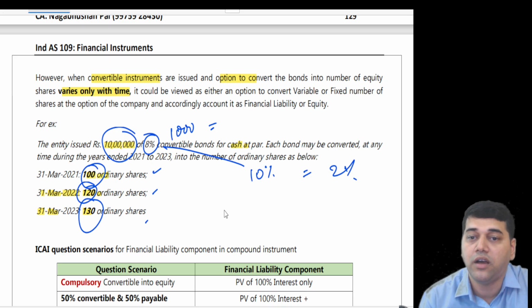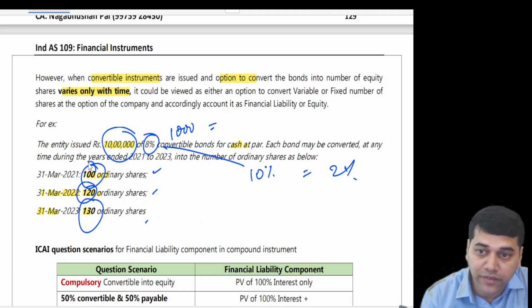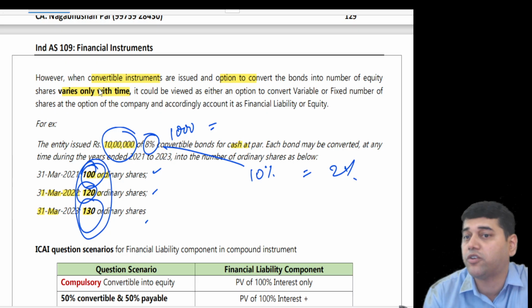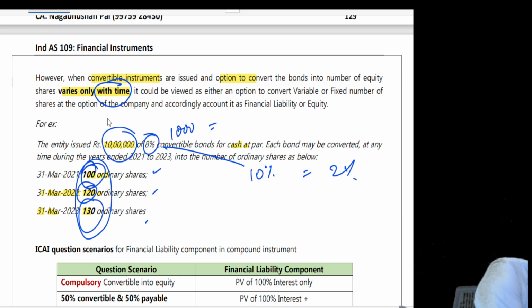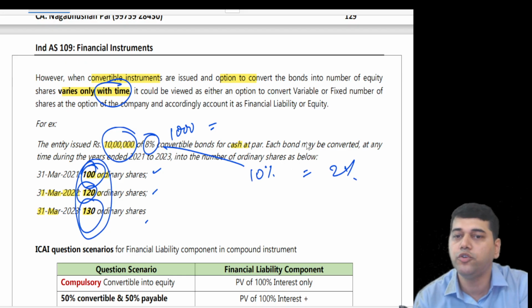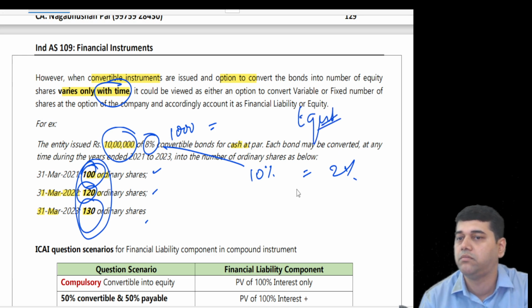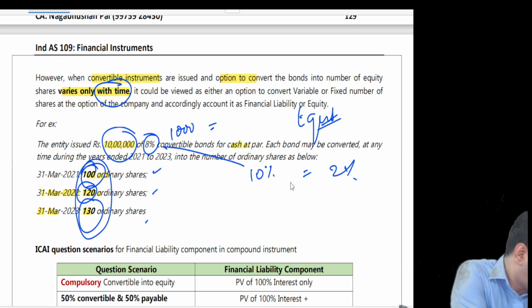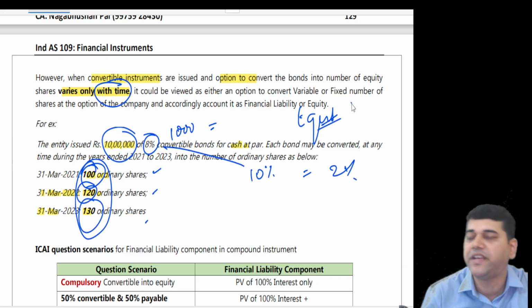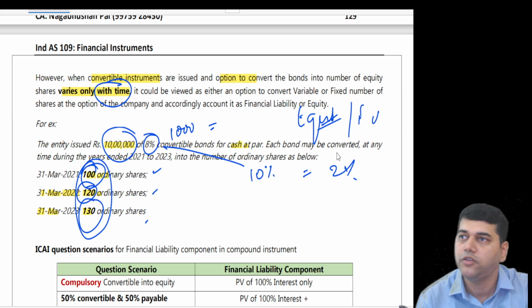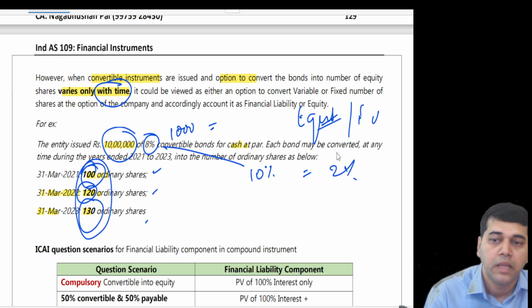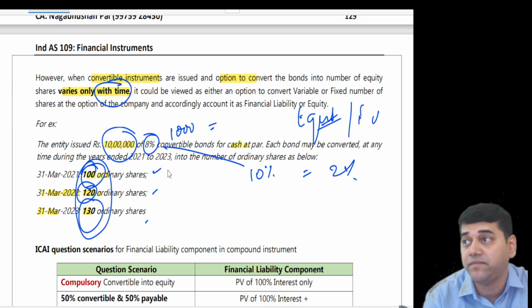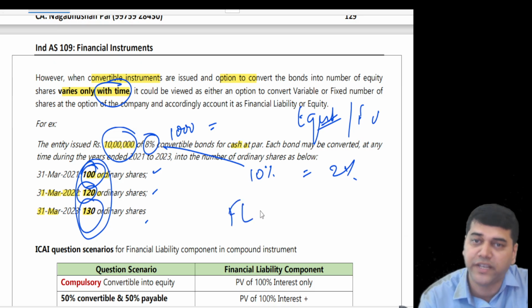Then there is one exception. The standard tells you one thing. Look, if this variability is coming just because of the time, not any other reason, not because of the market price, then you can treat it as an equity or financial liability at your option. You treat it yourself. You can say, sir, it is a liability for me or it is an equity for me. But if this variability is coming from anything other than time, it's always a financial liability.